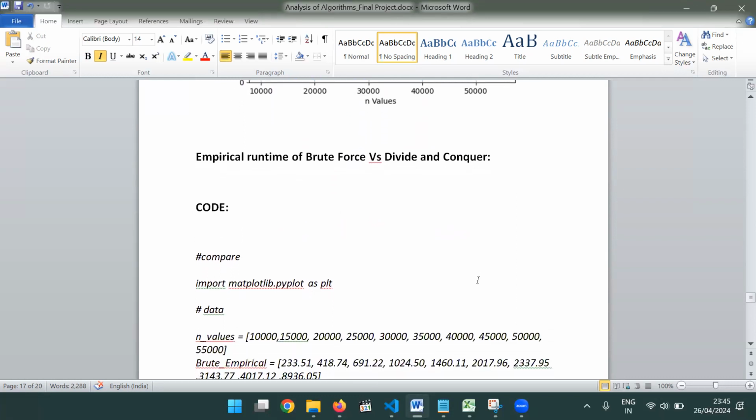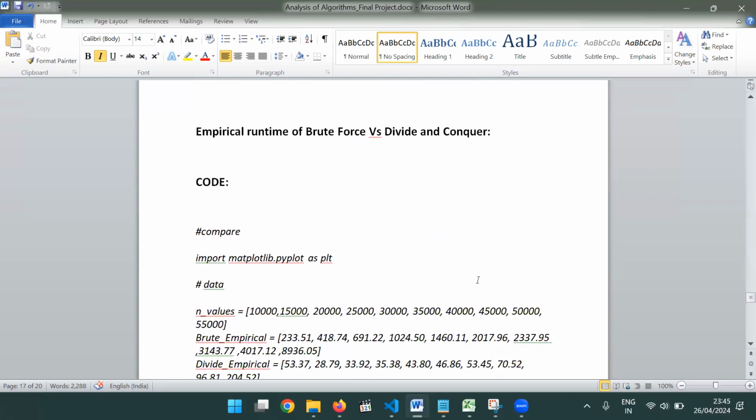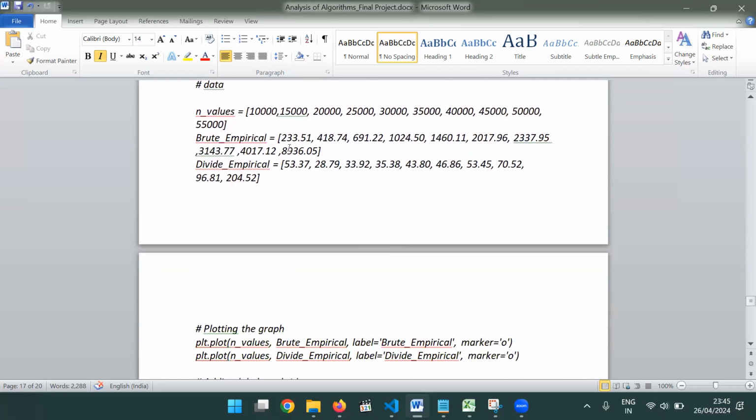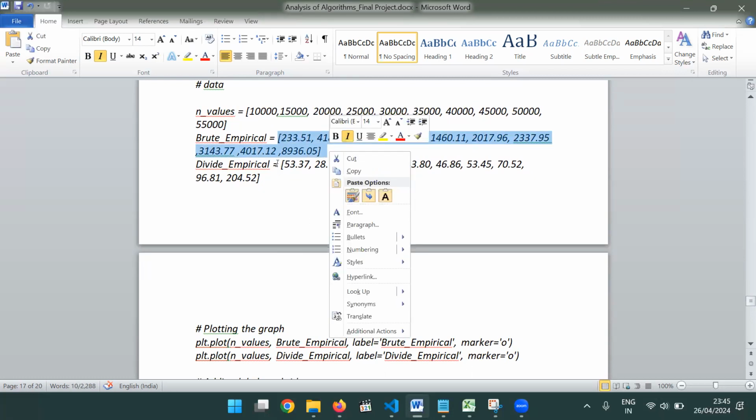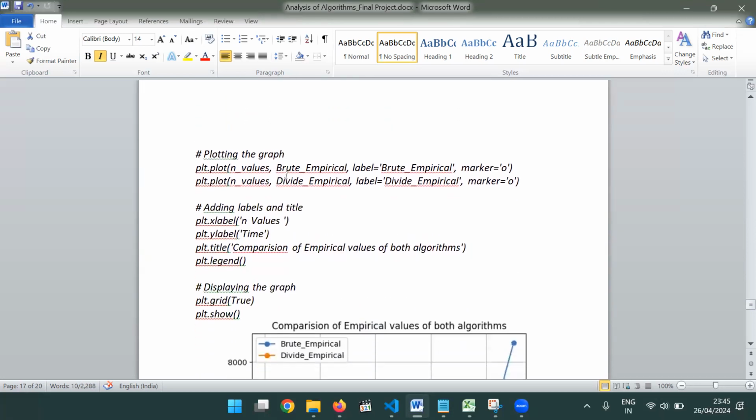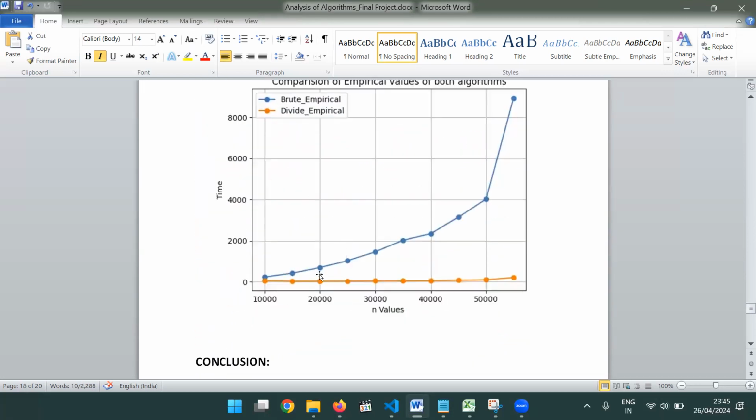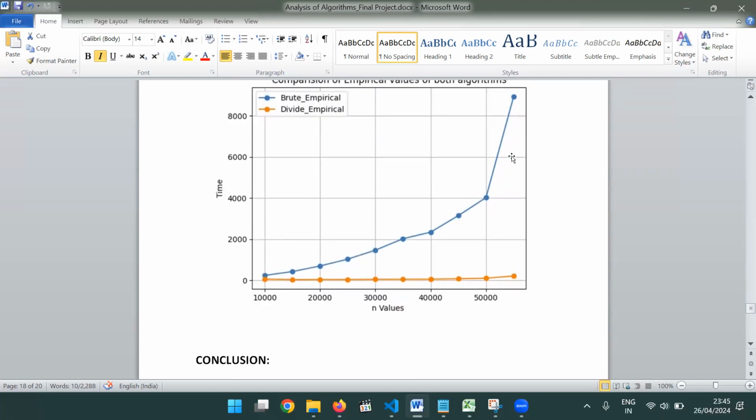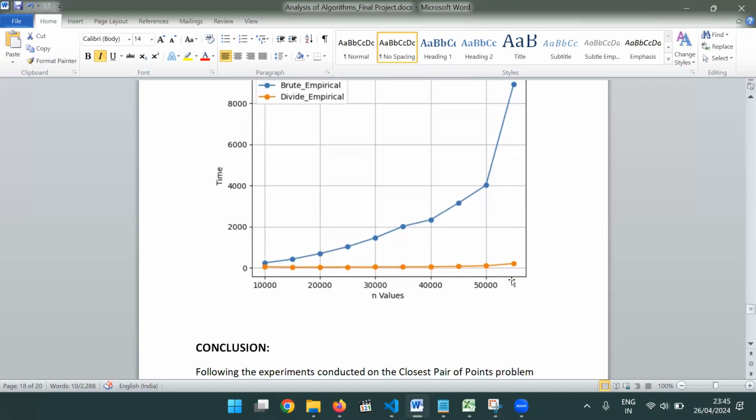The empirical runtime of brute force and divide and conquer we have compared. So we are given the brute force empirical values and the divide and conquer empirical values calculated accordingly. From the graph, you can see that brute force, labeled with the blue color, is increasing like a parabola, and for divide and conquer, the empirical values are going in a straight way and increasing only slightly.